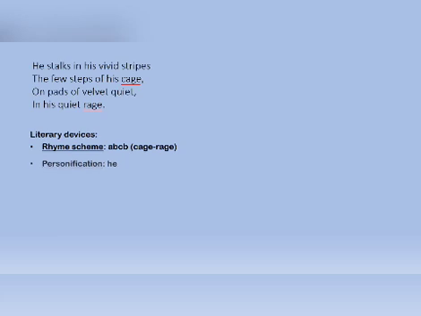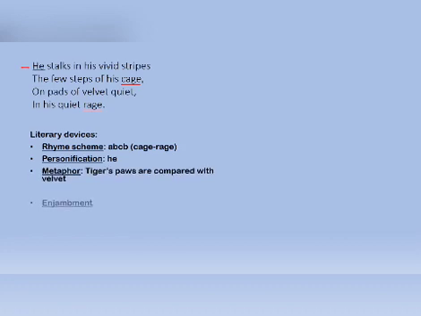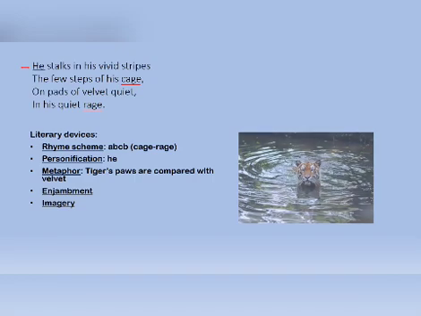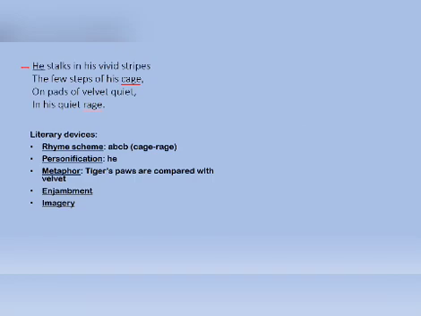Then we have personification. The tiger is personified because the poet refers to him as he. We also have metaphor. The tiger's paws are compared with velvet. We have enjambment. The first sentence continues to the next without the use of any punctuation. We also have imagery. The poet tries to create an image about the tiger.